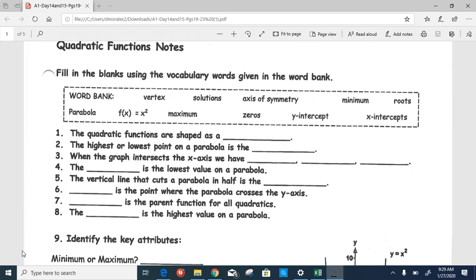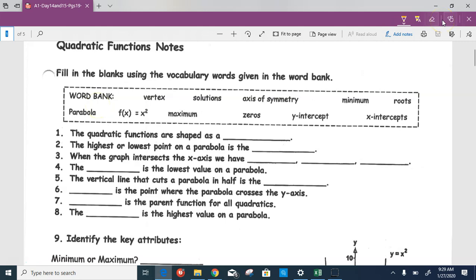So what I'm going to do is just quickly read off the explanations and the words that match. But a lot of these will make more sense once we get into the actual graphing and describing in real time. So let's go ahead and get to the vocabulary really fast. We're asked to fill in the blanks using the vocabulary words given in the word bank. So number 1, the quadratic functions are shaped as a, and the official name for the shape of the graph we're going to be studying is called a parabola.